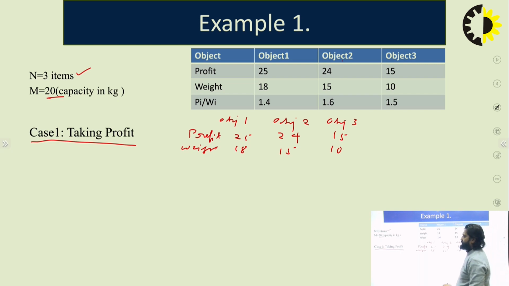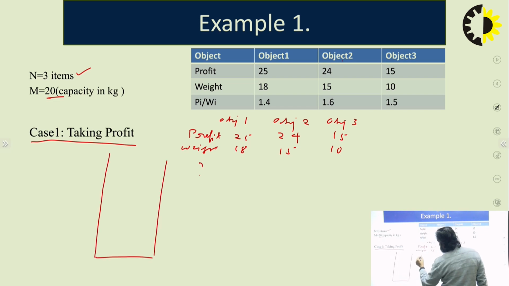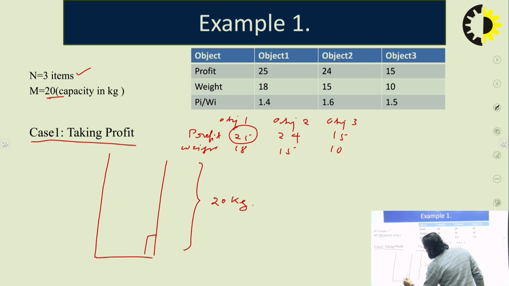Now, the first case is taking according to profit. We take the knapsack bag, whose total capacity is 20 kg. The highest profit is 25, so we take object 1. We are taking object 1.